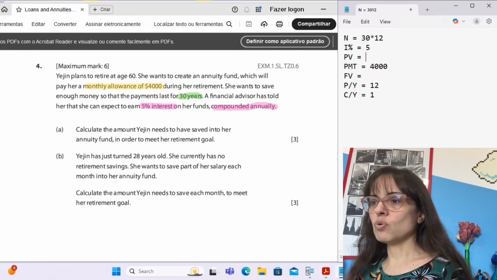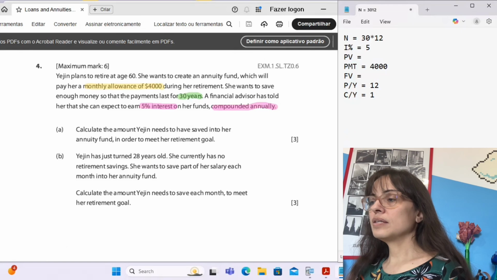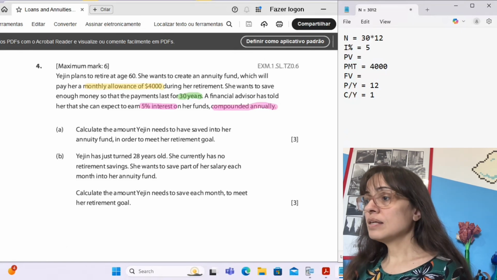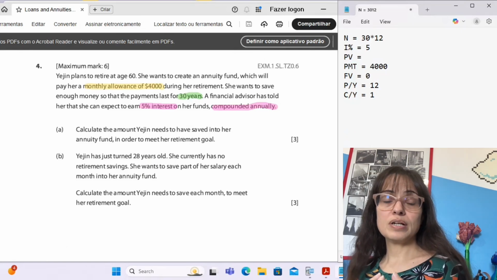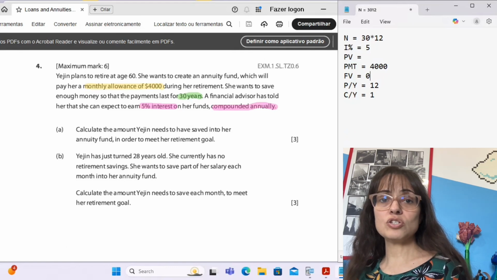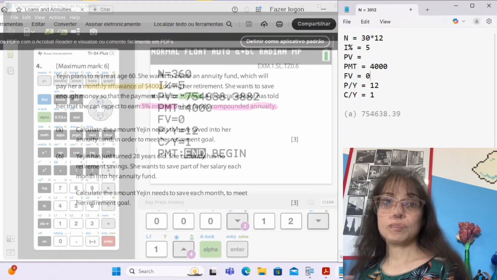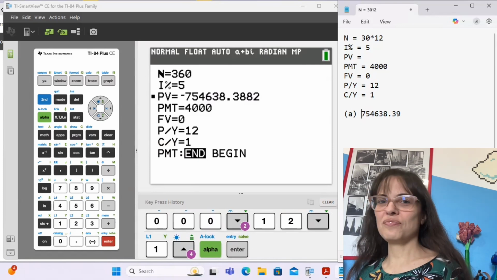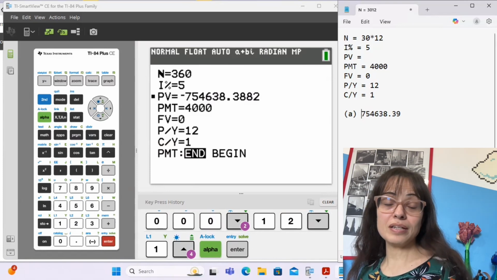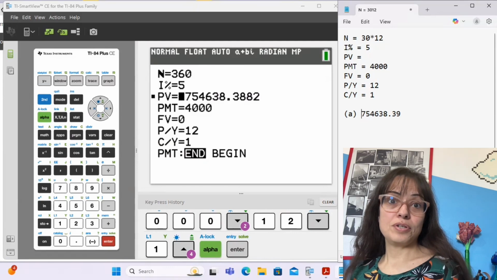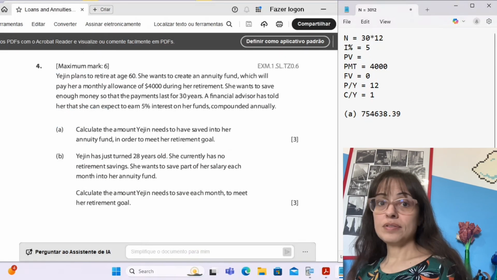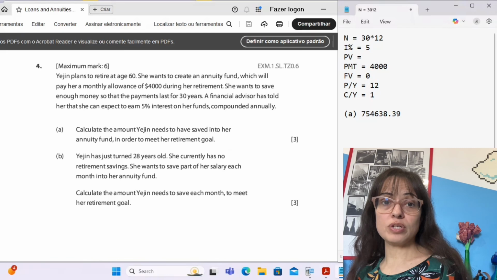The PV is the question, right? Calculate the amount that she needs to have in her annuity fund. And FV is what? Again, FV is 0 because the question is that this money needs to last 30 years. After 30 years, there is no more money, so 0 money as the future value. So there you go. That's the answer. A very large number, but again, it's supposed to last her for 30 years, so it better be a big amount of money. And the second question is about how is she going to get to having this money that she today does not have.